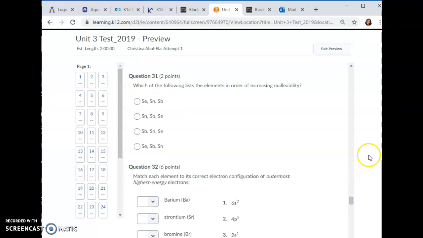Question 31. Which of the following lists the elements in order of increasing malleability? Selenium, tin, antimony. Tin, antimony, selenium. Antimony, tin, selenium. Selenium, antimony, tin.